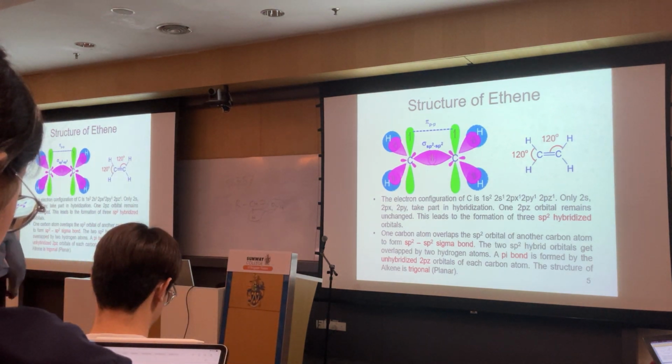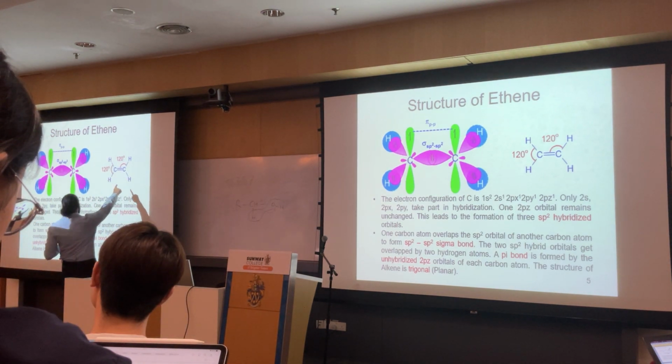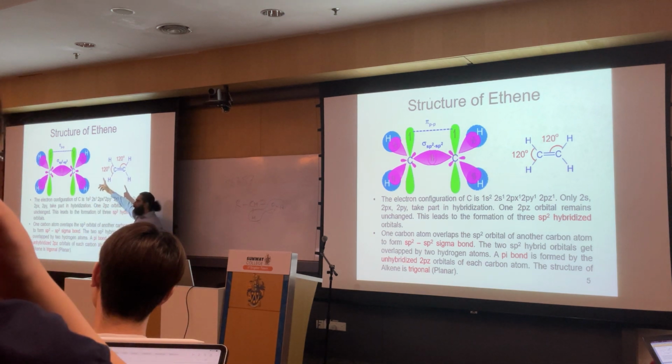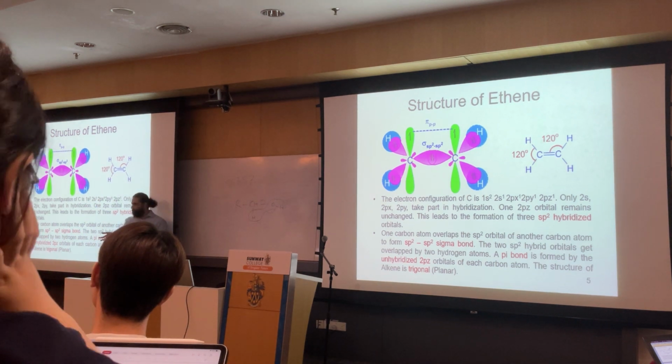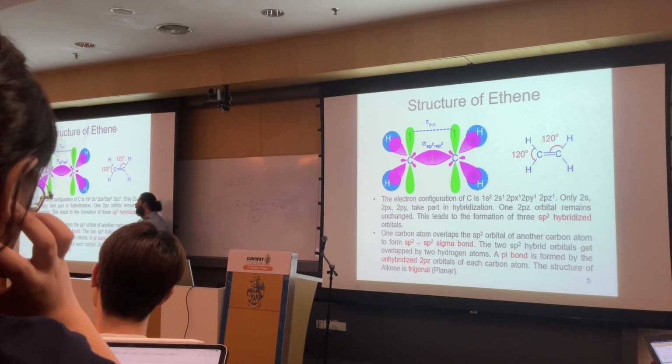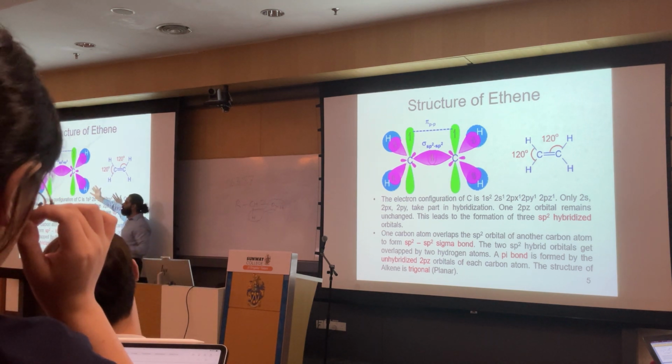Okay, so are you able to see, in terms of the actual 3D world that we live in, how the structure of alkene is different from alkane?